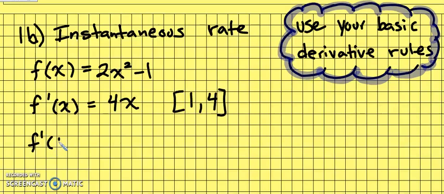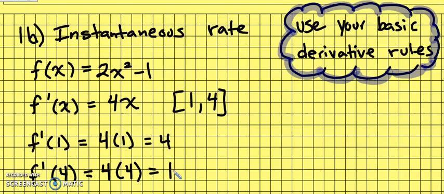So f prime of 1 is just 4 times 1, which is 4. And f prime of 4 is just 4 times 4, which is 16. So the 1, a 1, the 4, a 4. Don't forget to highlight your answers. And that is how you do problem number 1.